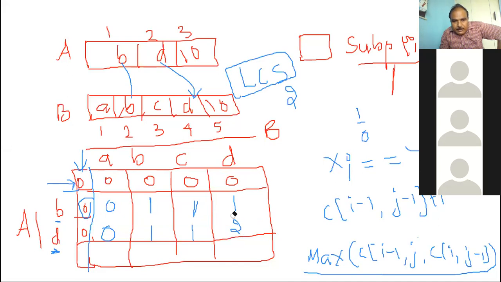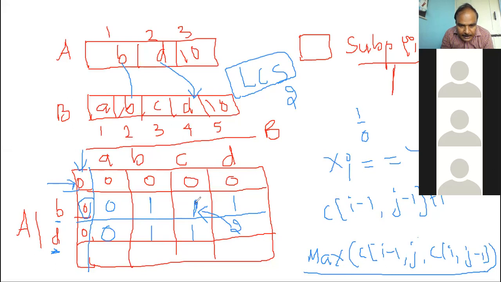How did we get this 2? From where did we get this 2? The 2 is obtained from the diagonal element, correct? So put an arrow mark for this. Yes, arrow mark, sir.